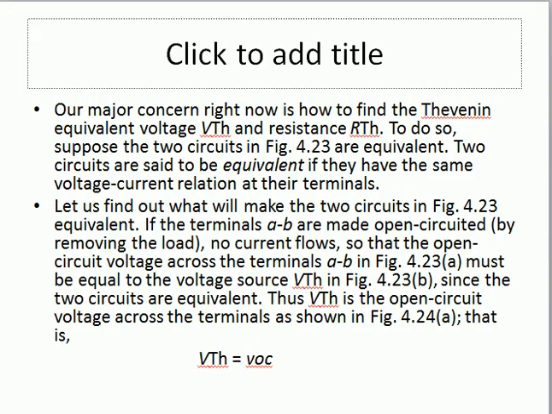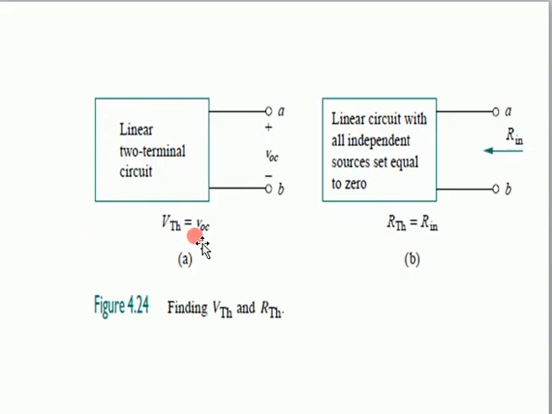One major concern is how we will find the Thevenin equivalent voltage and the Thevenin equivalent resistance. So we must know how we can find it. For this we will consider the next figure. In this figure, V Thevenin is equal to V open circuit. It means that first of all, we will remove the load from the terminals A and B, as we have in the previous slide.